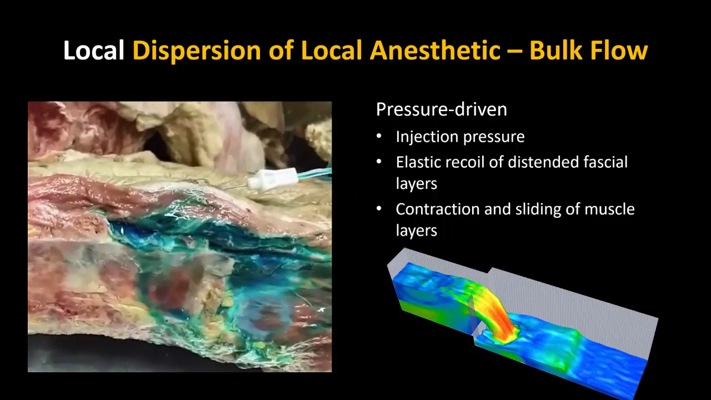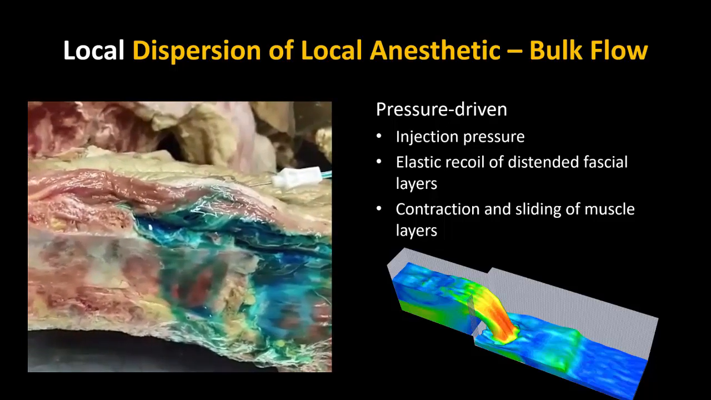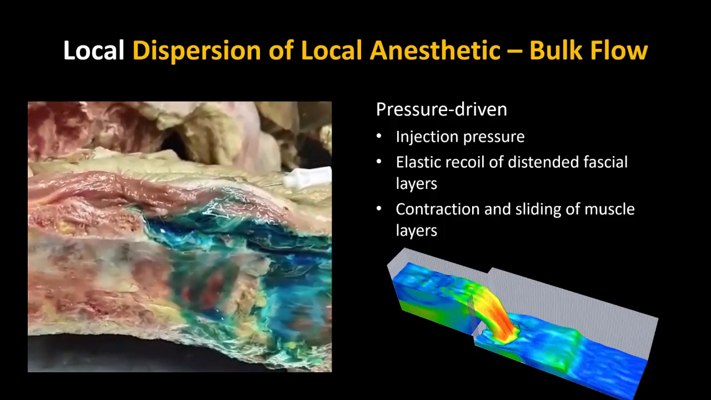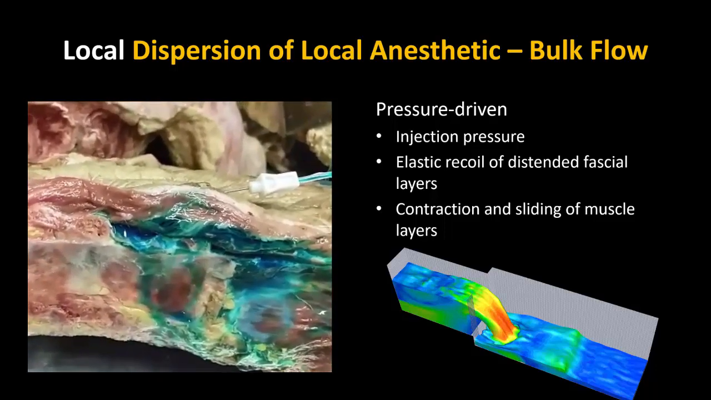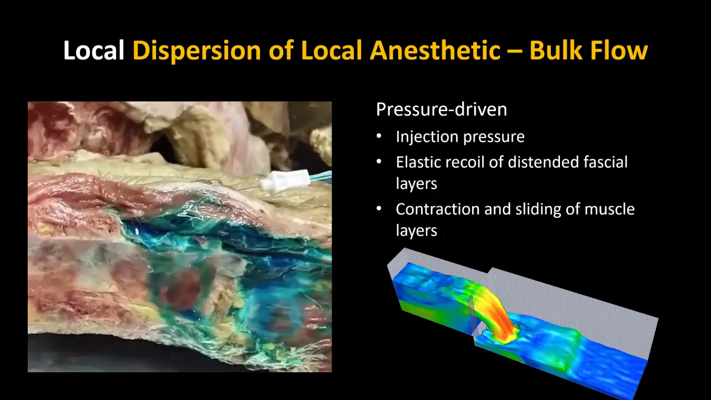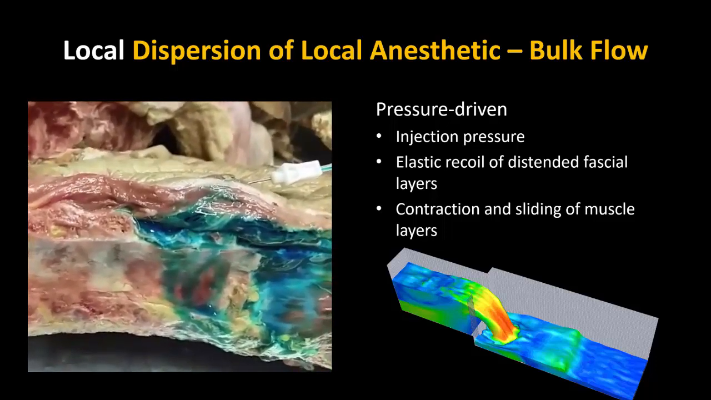But if the pressure is great enough, either from injection or from the elastic recoil of the distended fascial plane, the local anesthetic fluid may be pushed through the fascial layers into the adjacent tissue compartment. And this may be muscle or a fat-filled space like the paravertebral or intercostal space.